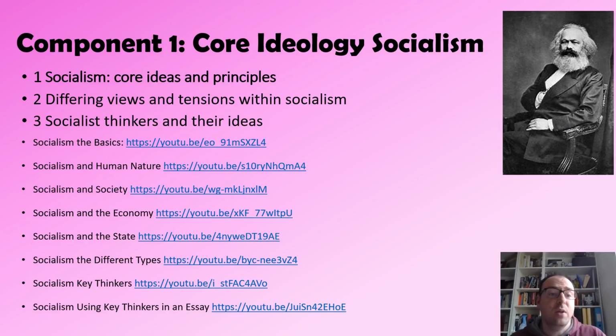In terms of socialism, it's similar again. So your core ideas and principles, differing views and tensions within socialism, and socialist thinkers and their ideas. Again, make sure you go to the specification and look at all the bits on there. I think this is important for all the ideologies, but it's probably particularly important for socialism that you go through all the key terms. In the specification there's a glossary, I think it's Appendix 2, which will have all the key words you need to know and how they define them, and that can prove to be really important.